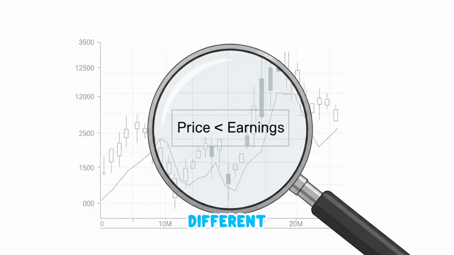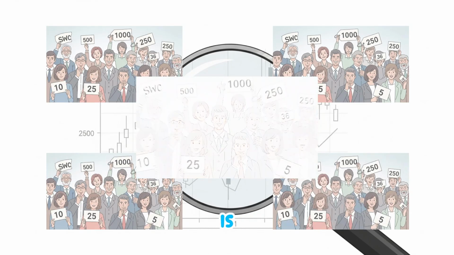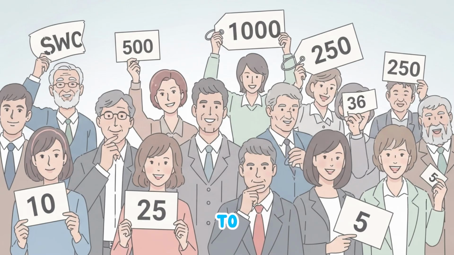Different industries have different normal PE ranges, so it's not always a one-size-fits-all situation. For example, tech companies often have higher PE ratios than utility companies. This is because investors expect tech companies to grow faster, so they're willing to pay more for their earnings. On the other hand, utility companies are often seen as more stable, but with lower growth potential, so their PE ratios tend to be lower.